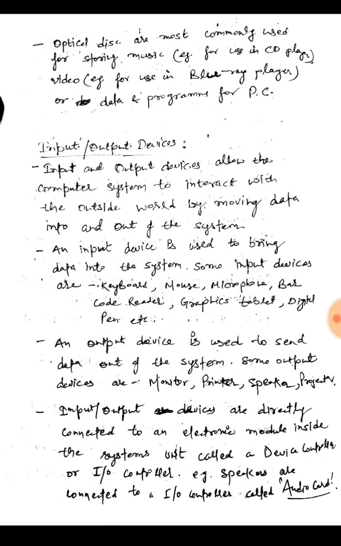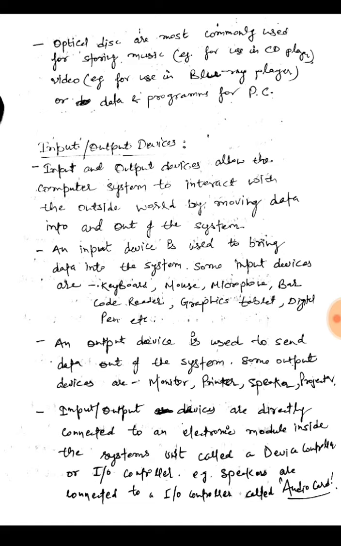Optical discs are most commonly used for storing music, that is for use in a CD player, and for storing videos, for example in a Blu-ray player. Blu-ray disc is an example of optical discs, and for data and programs in our PC.